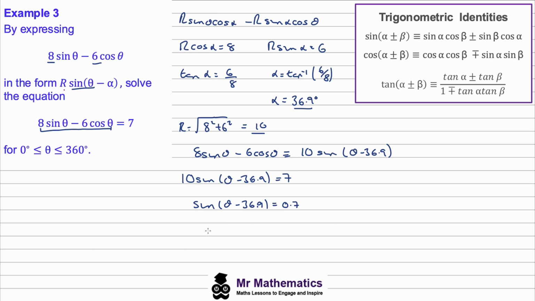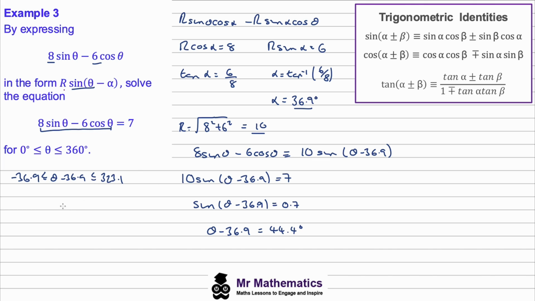Then we'll take the arc sine of both sides, and we'll get approximately 44.4 degrees. And now we need to adjust our range. We'll take away the 36.9 from both sides. And this will be less than or equal to 323.1.